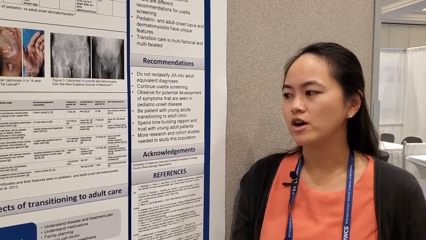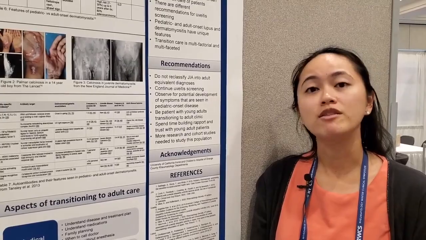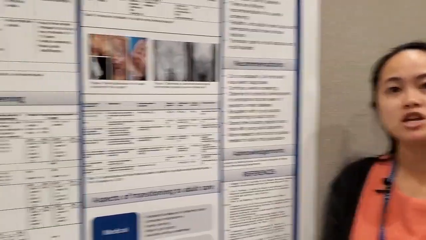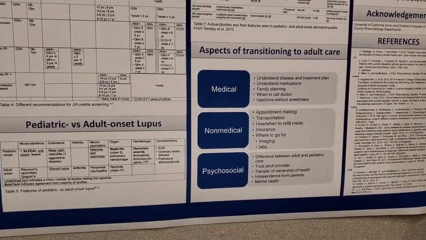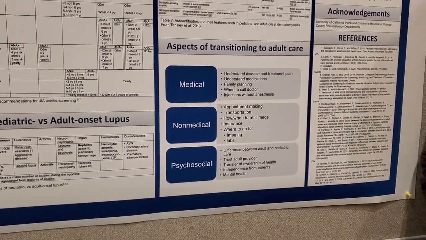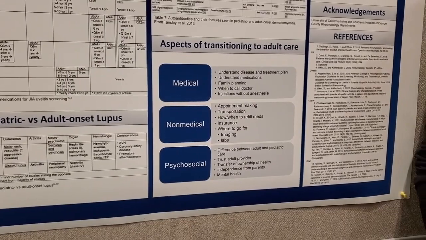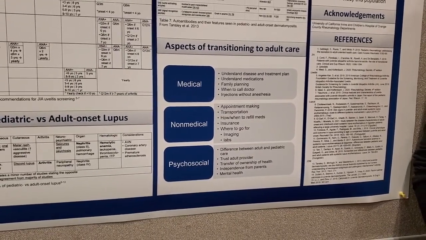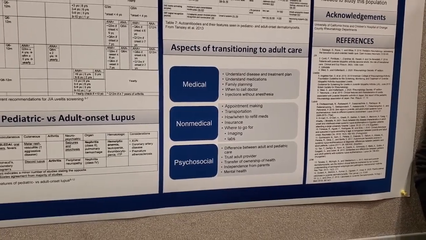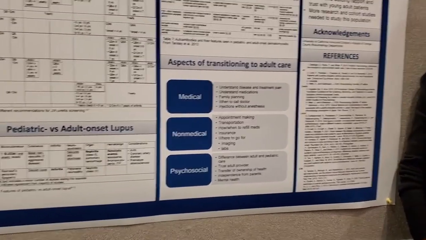And finally, I wanted to touch base on the transition of pediatric patients to adult care. And I think there are three different categories that the adult provider should really think about, how the pediatric patient really needs to kind of accomplish both medical, non-medical, and psychosocial benchmarks as they're transitioning to adult care.